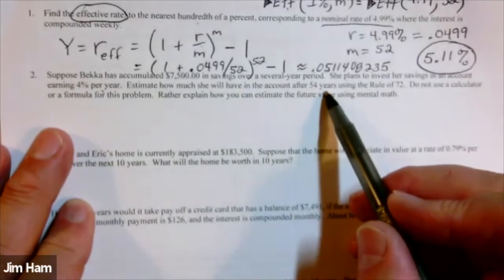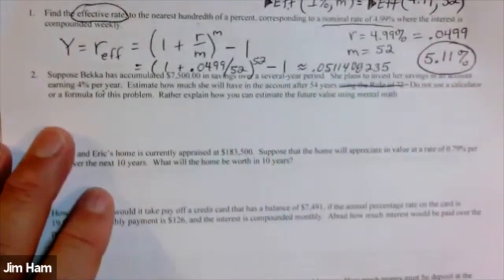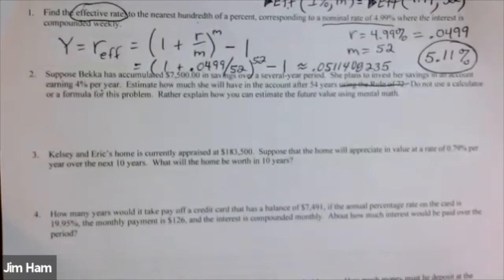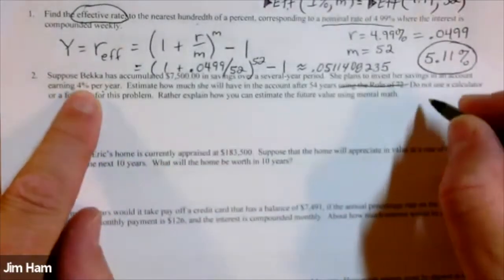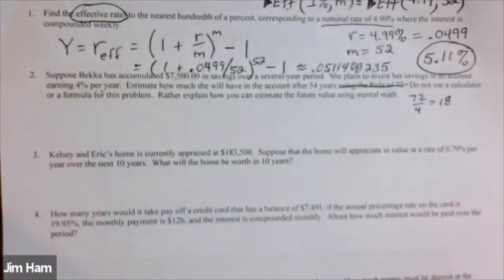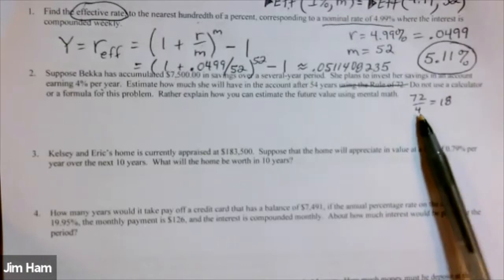Wow, that's a long time. Using the rule of 72. Now the rule of 72 says that the time it takes your money to double is equal to 72 divided by the interest rate. So if you take 4%, which is the interest rate, and you take 72 divided by 4, that's equal to 18. That means that with a 4% interest rate, your money will double after 18 years.